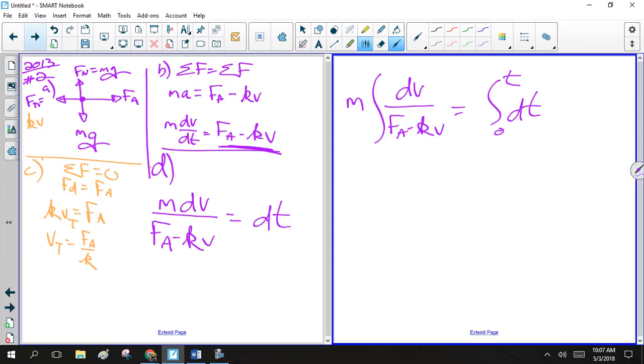What does the velocity begin at here, you guys? 0. Tells you that the box begins at rest. And it ends at the velocity at time t, right? Everybody good up to there?